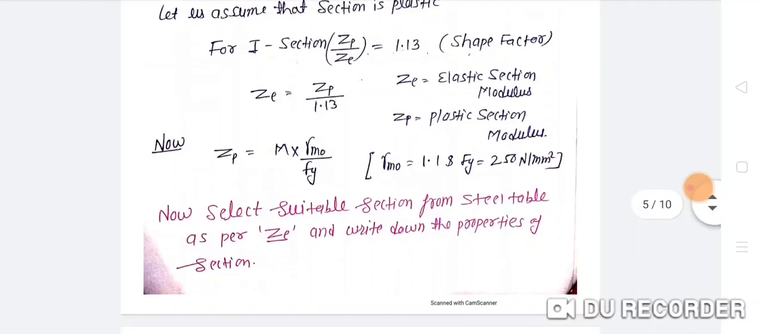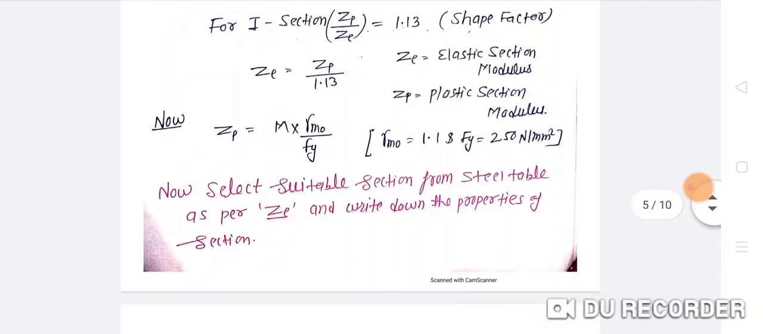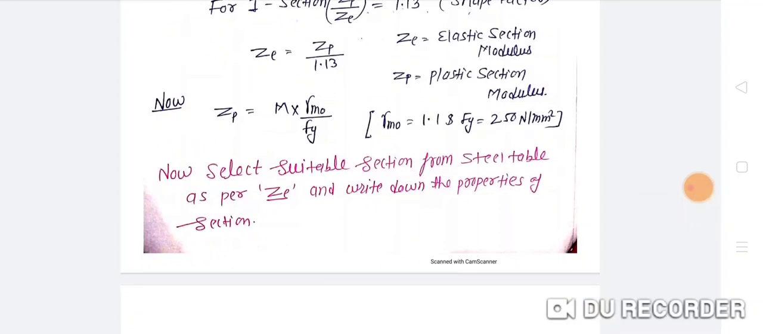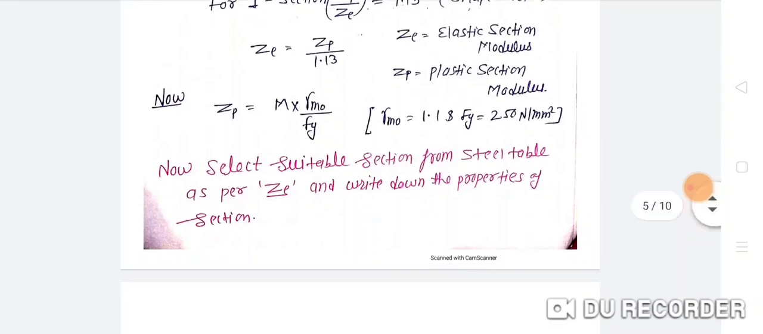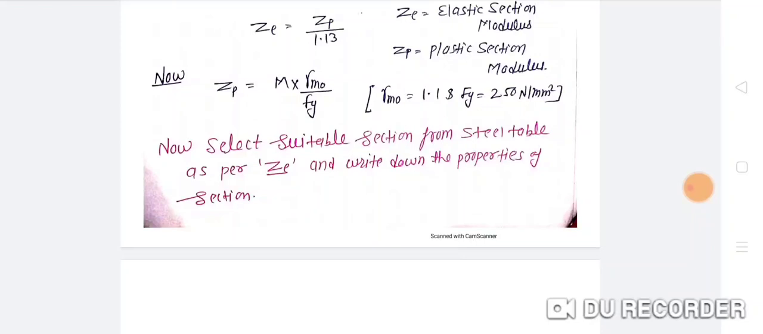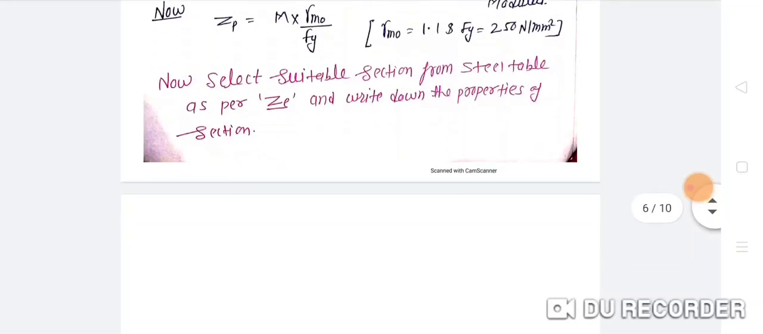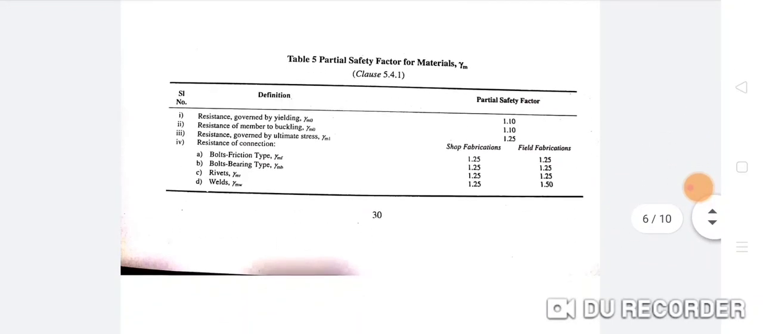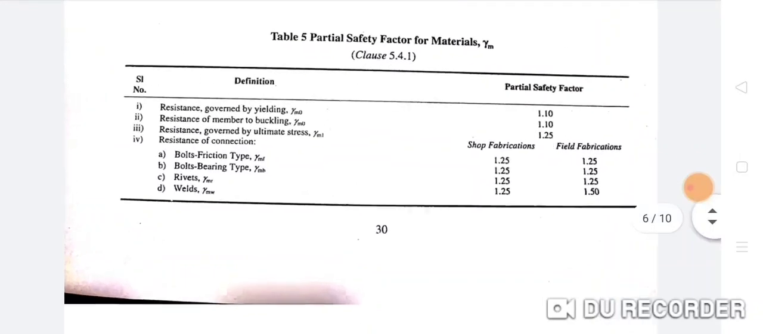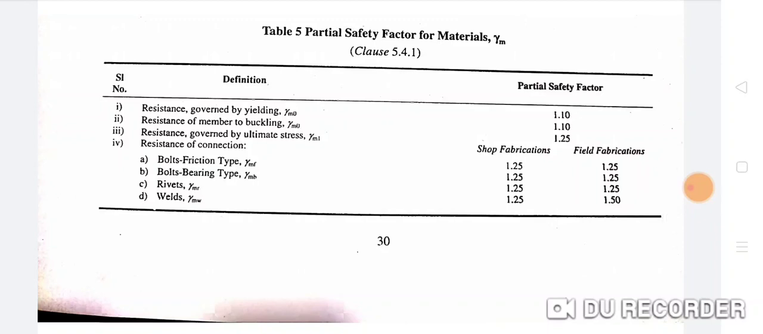Now we calculate Zp. Zp is equal to M into gamma m0 upon Fy, where Fy is equal to 250 Newton per mm square and gamma m0 is equal to 1.10. Now we select a suitable section from the steel table as per the elastic section modulus and write down the properties of the section. Here the tables are taken from IS 800:2007. For resistance governed by yielding, this is known as gamma m0. This partial factor of safety is equal to 1.10. Other factors of safety are also given.